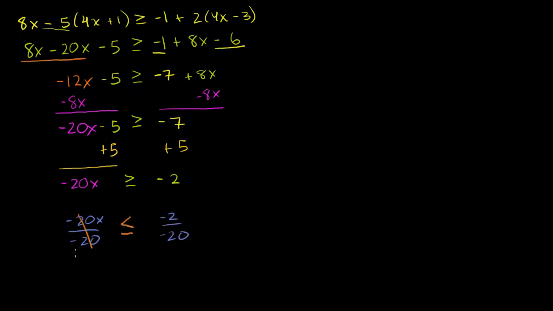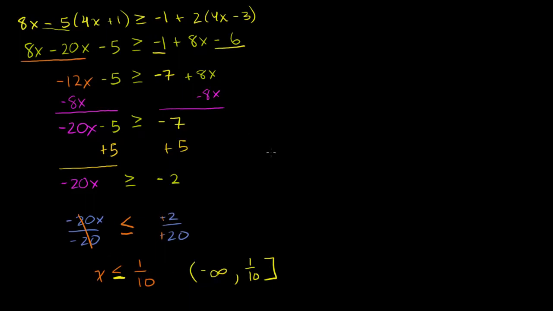And of course, these cancel out. And you get x is less than or equal to, the negatives cancel out, 2 over 20, which is 1 over 10. And if we were to write it in interval notation, the upper bound would be 1 over 10. Notice we're including it because we have an equal sign, less than or equal. So we're including 1 over 10, and we're going to go all the way down to negative infinity. Everything less than or equal to 1 over 10. This is just another way of writing that.